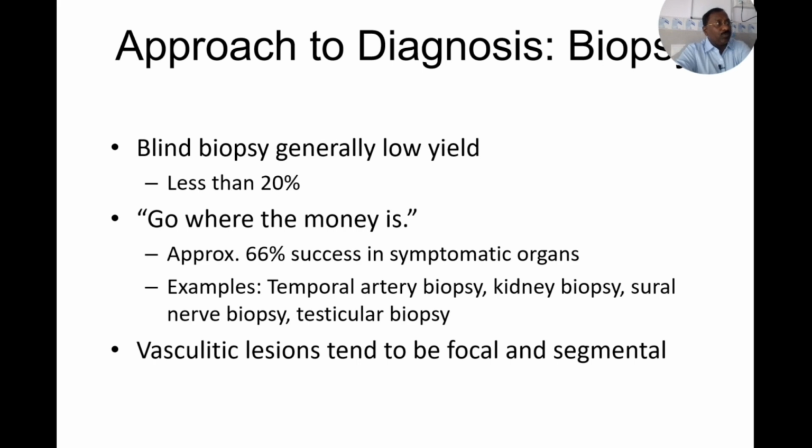Where there are purpuric spots, like palpable purpura, that biopsy also will clinch whether there is fibrinoid necrosis in the vessels or not. So these are the important parts where you have to get the biopsy. Vasculitis lesions tend to be focal and segmental.